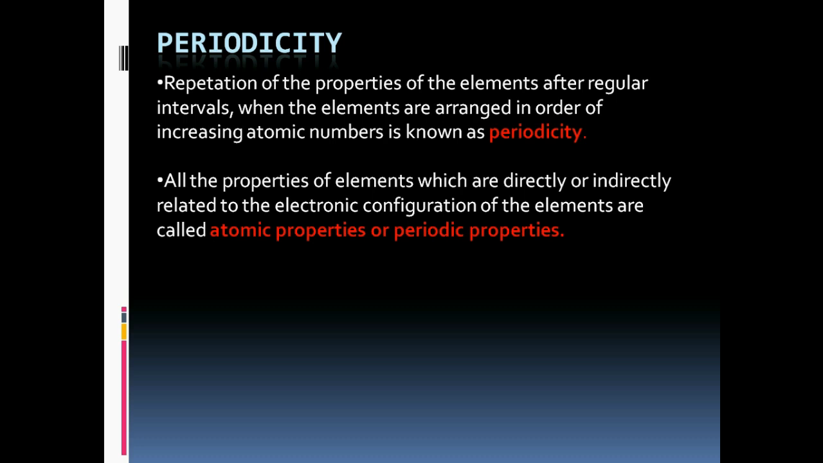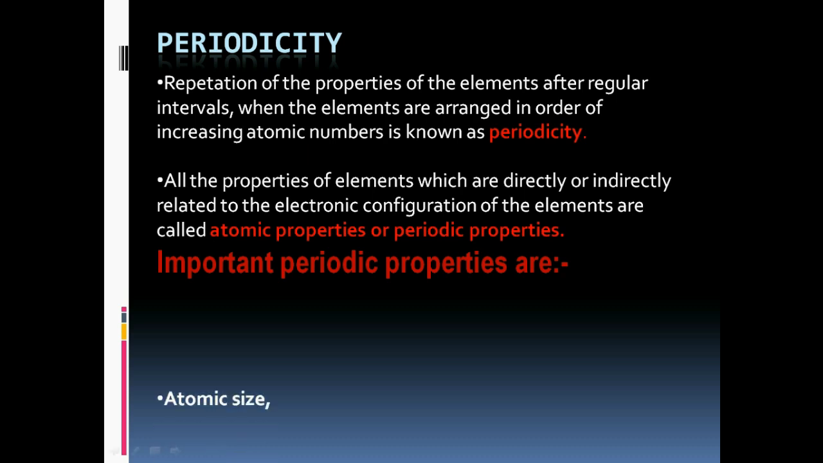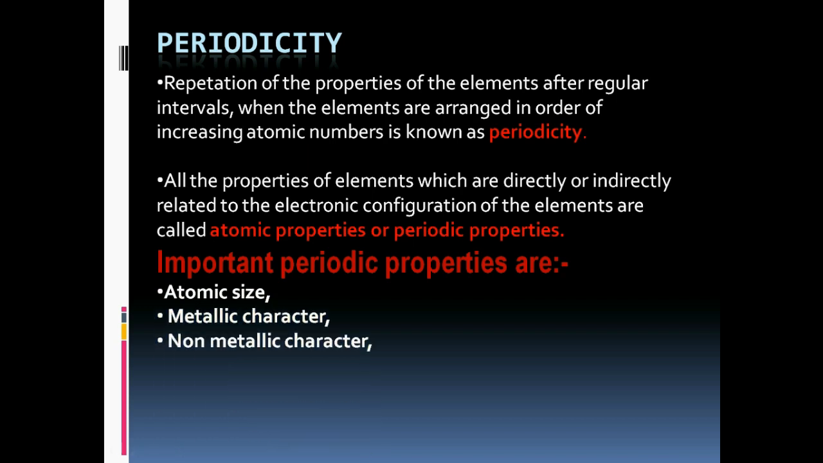When we observe the electronic configuration of elements, we find that after certain intervals, there is a reoccurrence of similar electronic configuration, and that is the main cause of periodicity. Important periodic properties are atomic size, metallic character, non-metallic character, ionization energy, electron affinity, and electronegativity.